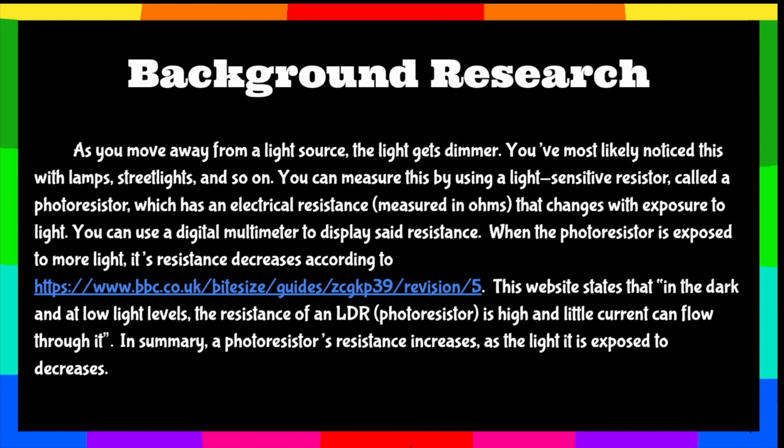You can measure this by using a light-sensitive resistor called a photoresistor, which has an electrical resistance that changes with exposure to light. You can use a digital multimeter to display this resistance. When the photoresistor is exposed to more light, its resistance decreases. This website states that in the dark and at low levels of light, the resistance of a photoresistor is high and little current can flow through it. A photoresistor's resistance decreases as the light it's exposed to increases.